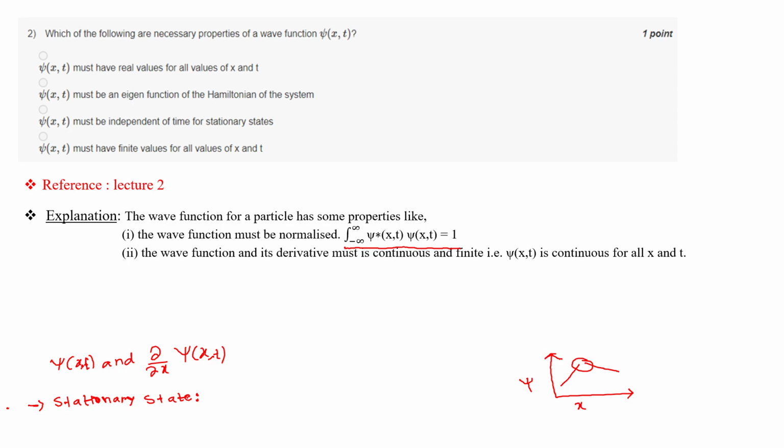A stationary state means a state which is not evolving with time. Stationary means it is not moving with time, or it is not changing with time. So this state has no time dependency. At a particular instant of time t equal to 0, the state is what it should be at t equal to t, or any time.